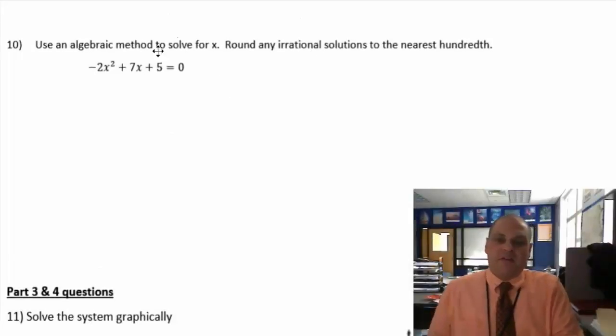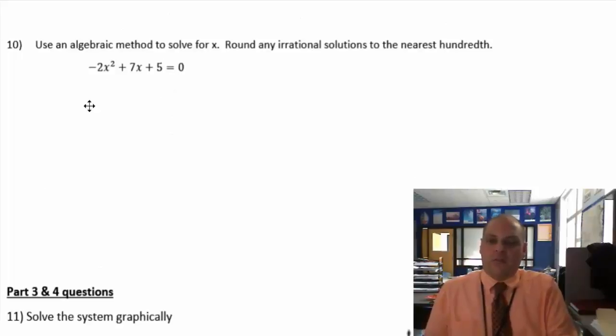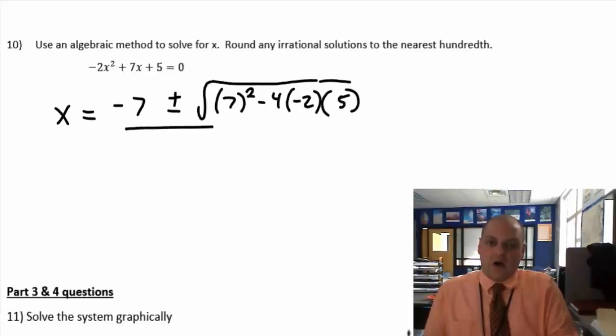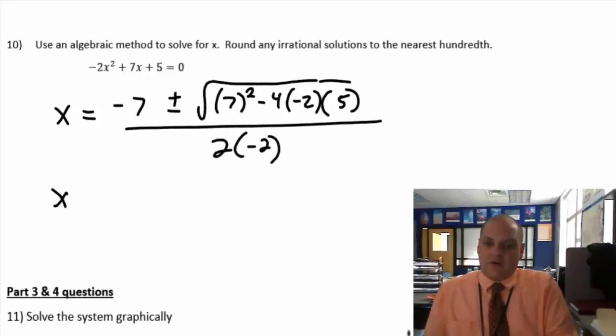Use an algebraic method to solve. Okay, so we're going to do the quadratic formula because I'm not going to be able to factor that. Negative b, negative 7, plus or minus the square root of b squared, 7 squared, minus 4ac. A is negative 2, c is 5, all over 2a, 2 times negative 2.